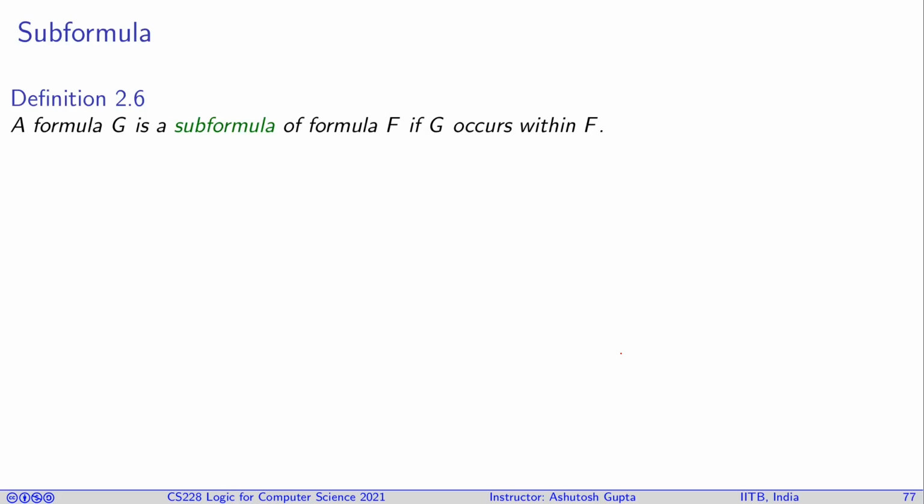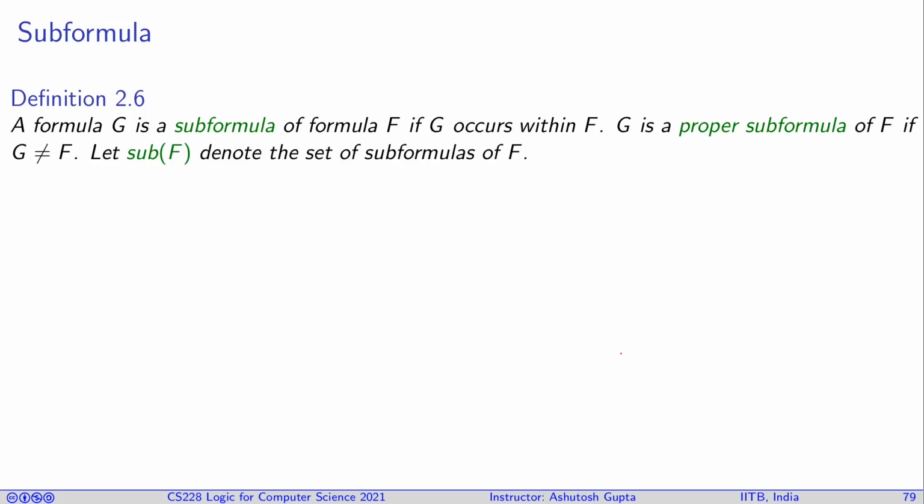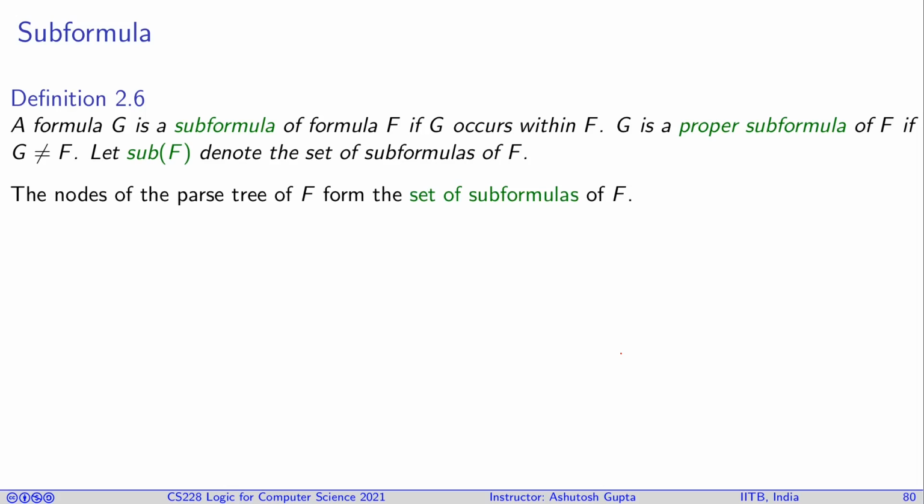Now let me introduce one more definition, which is called subformula. A formula G is a subformula of formula F if G occurs within F. G is a proper subformula of F if G is not F. It's fairly simple, very much like subset and proper subset. Sub F denotes the set of subformulas of F. The nodes of the parse tree of F form the set of subformulas of F. It's pretty clear from the definition.